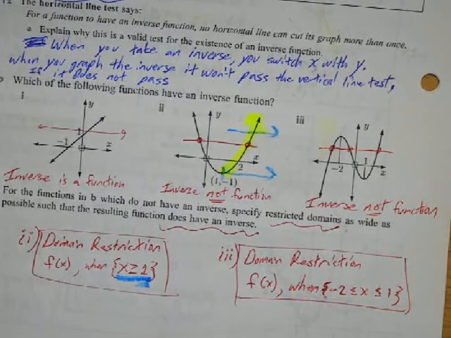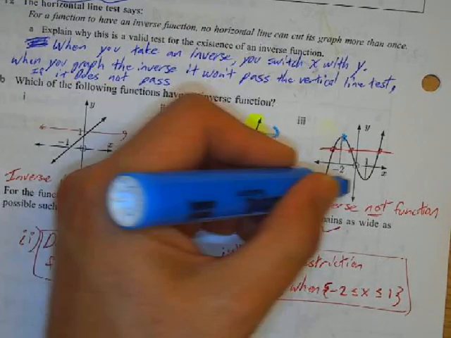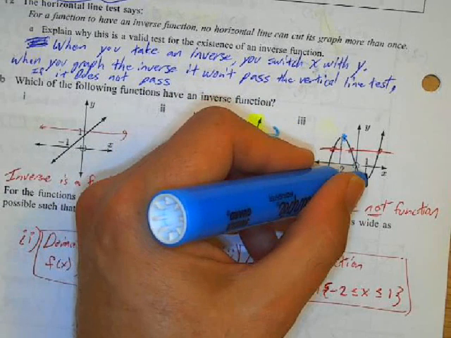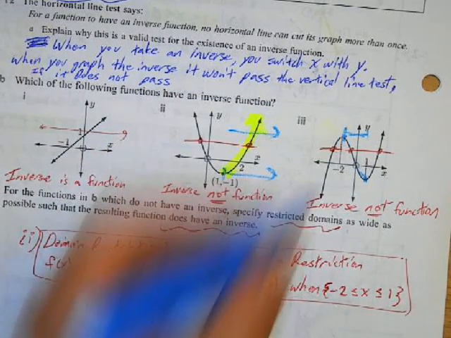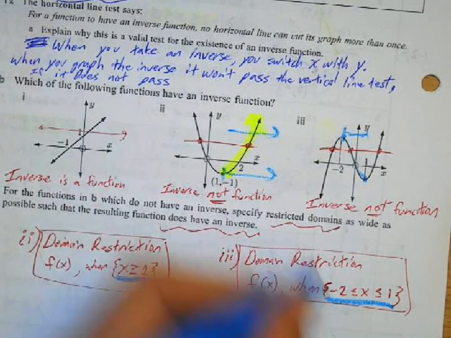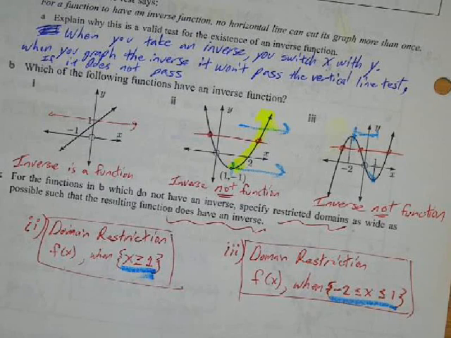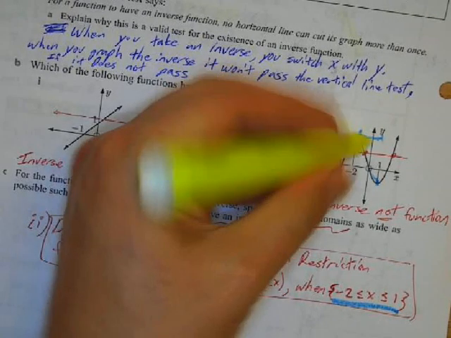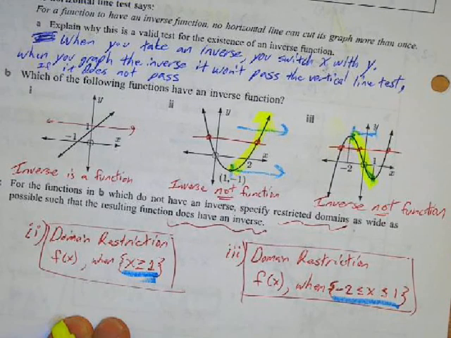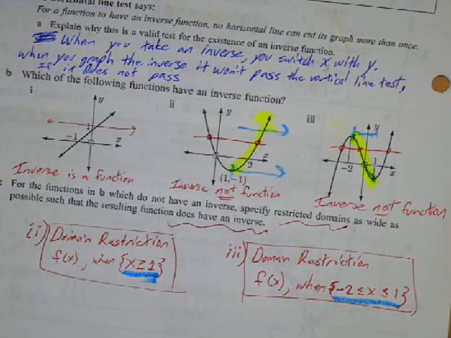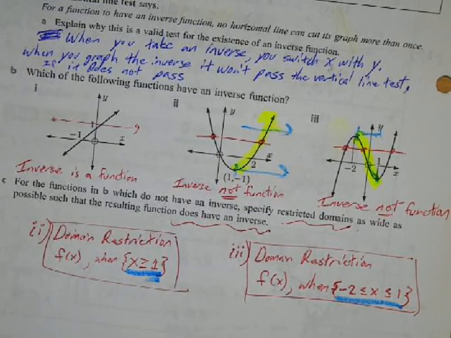If I restrict the domain between -2 and 1, that means I would only be using this portion of the graph from here to here. And if I'm only using that portion of the graph between -2 and 1, then the only y values I would be using would be this. And if those are the only y values that I'm using, then the inverse would be a function.